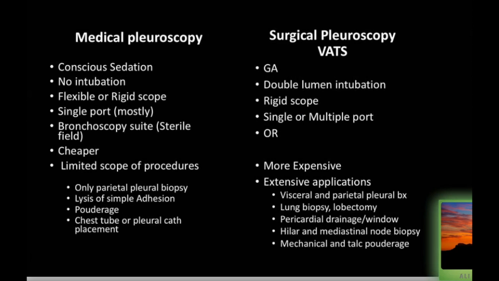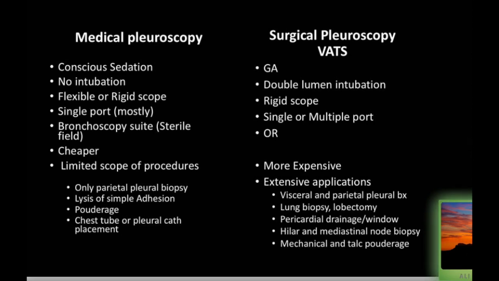Now, if you talk about medical pleuroscopy, I'm sure many of you are very interested in it and do it. What are the primary differences between medical pleuroscopy and surgical pleuroscopy or VATS? Medical pleuroscopy is significantly less invasive than surgical. You don't need to intubate the patients. You can do it with a flexible or rigid scope. It doesn't have to be a flexible scope. A lot of us do it with a rigid scope. It gives us better optics and better control over potential complications such as bleeding. Usually it's done with a single port, and usually it's done in the bronchoscopy suite.